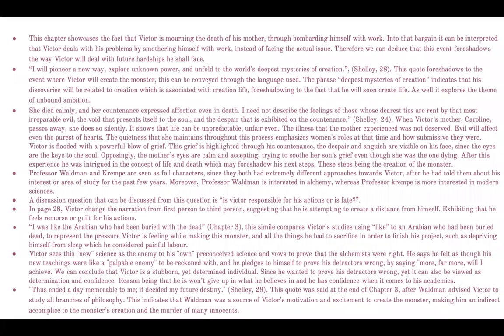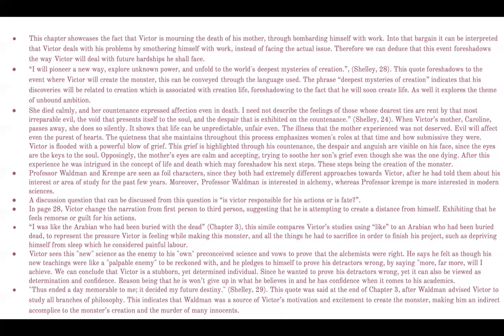So basically, this quote foreshadows the event where Victor will create the monster, because this can be conveyed through the language or the diction used. The phrase "deepest mysteries of creation" indicates that his discoveries will be related to creating something, to a creation, which is associated with creating life, of course. It also foreshadows the fact that he will create life soon, as well as exploring the dangers of unbound ambitions, as well as criticizing the Enlightenment period.